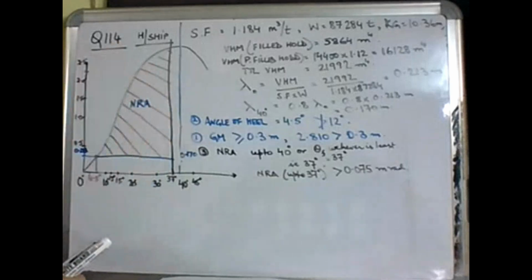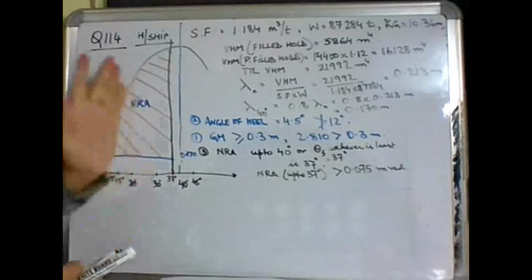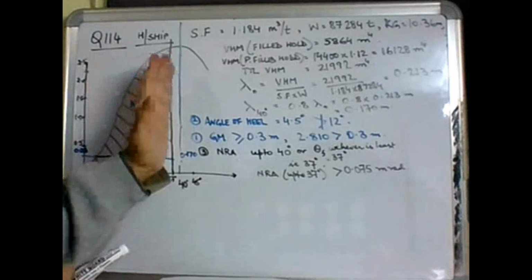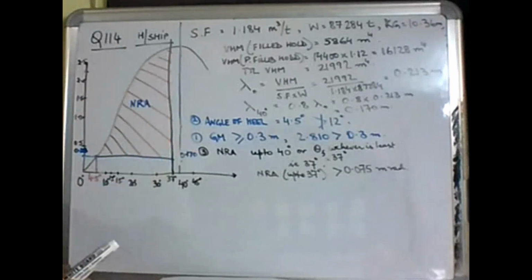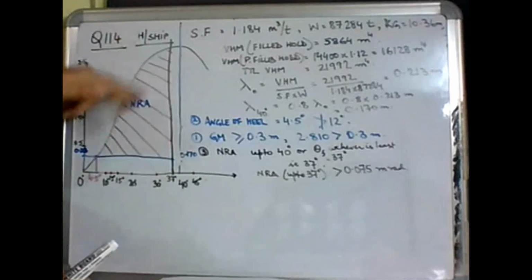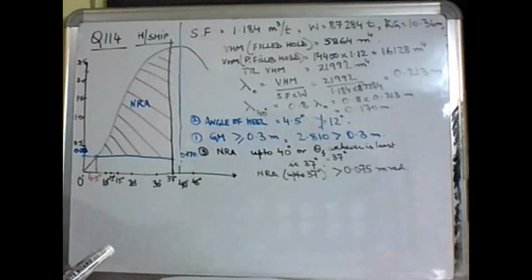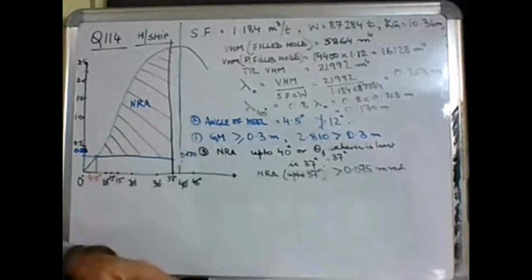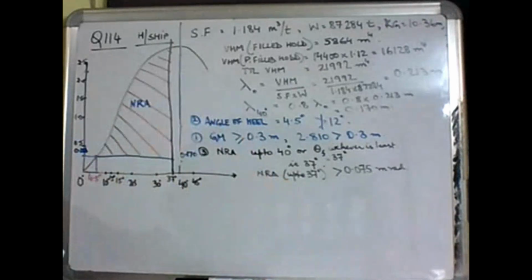ये समझ में आया? ये मैंने क्या किया, मैंने 37 पे एक परपेंडिकुलर इरेक्ट किया और I am looking at the area to the left of 37 between the heeling arm curve and the GZ curve. इस एरिया की बातें कर रहा हूं, ये शेडेड एरिया की. Is that okay? Yes. ओके, ऑलराइट.